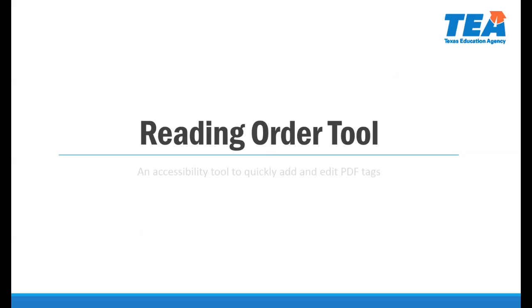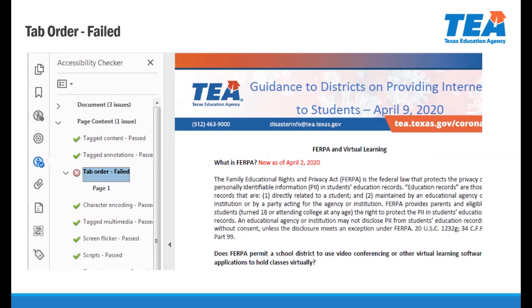The reading and tab order of a PDF must be in the correct logical order so screen readers can easily navigate and read the document. Screen readers rely on the tab key of the keyboard to navigate. If the tab order fails on a PDF, the screen reader will not be able to navigate the content in the correct order. The tab order needs to follow the same order as the document structure.